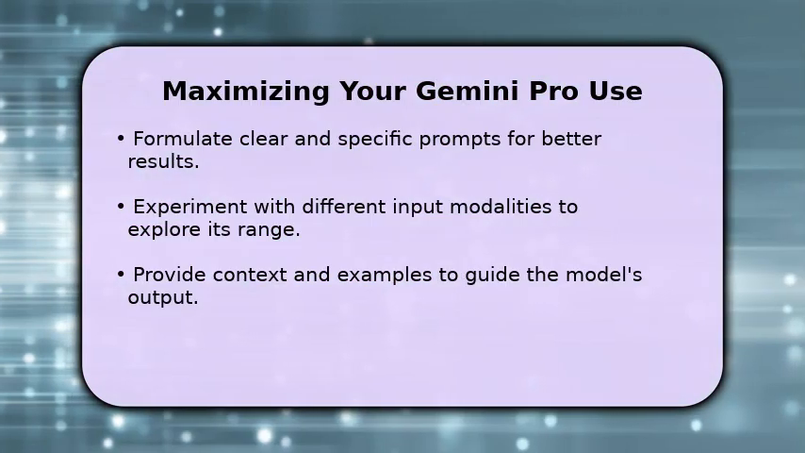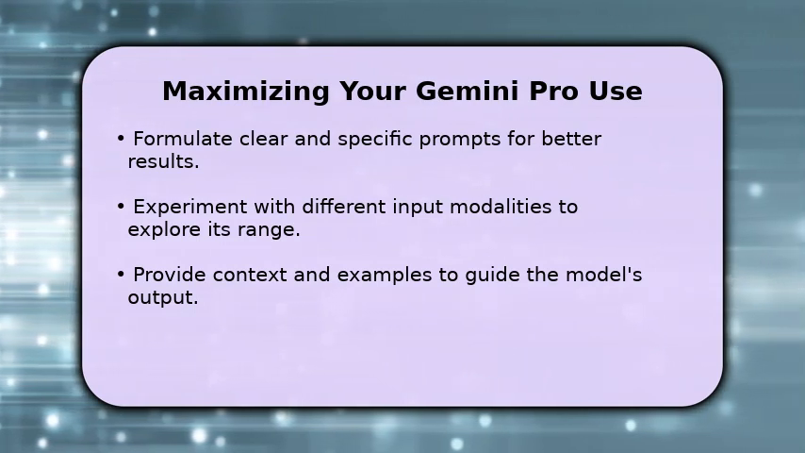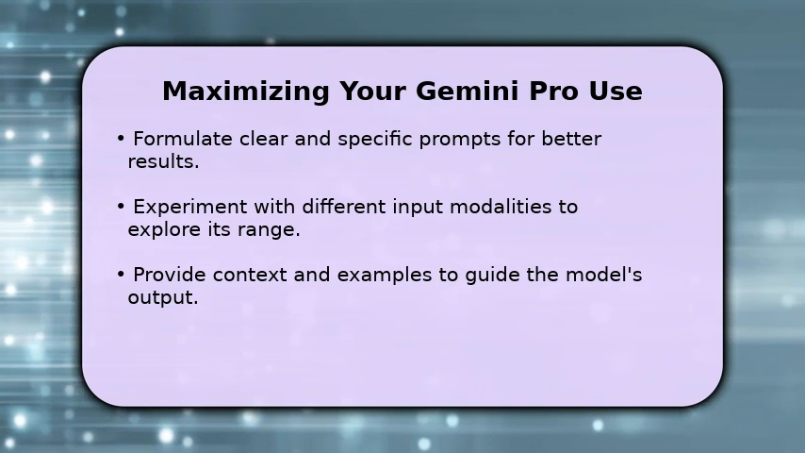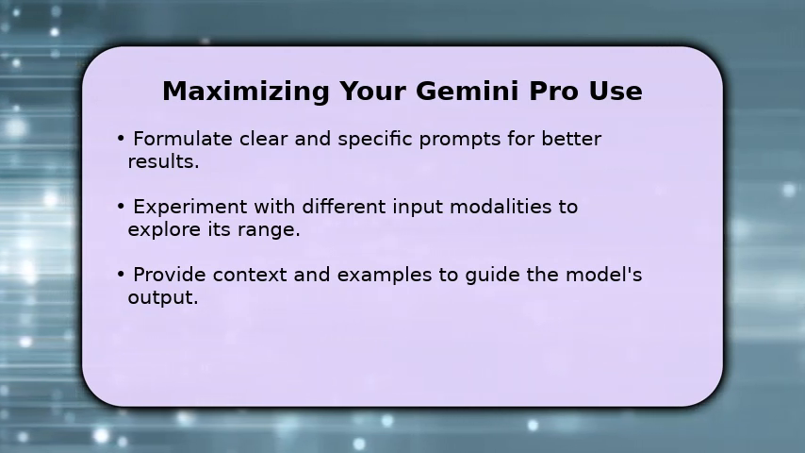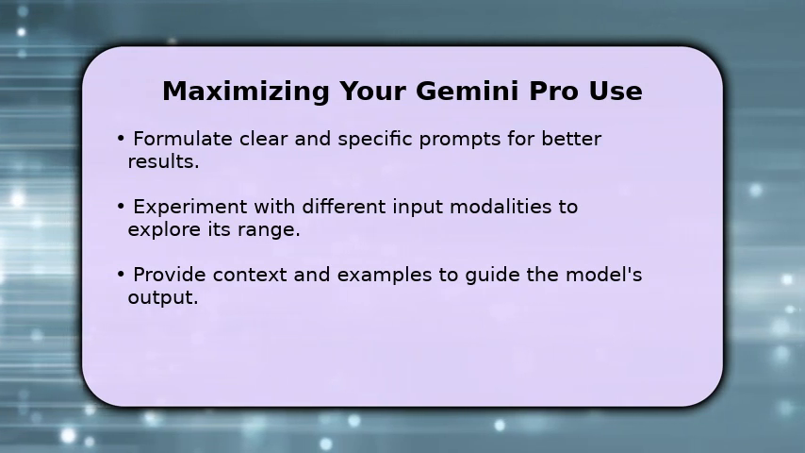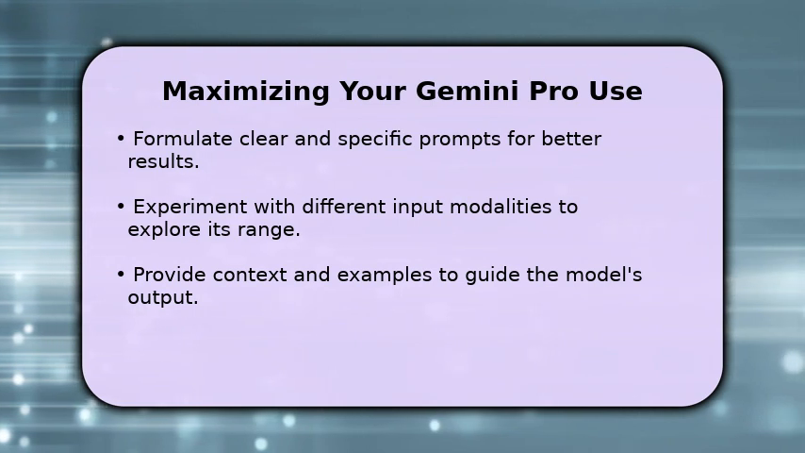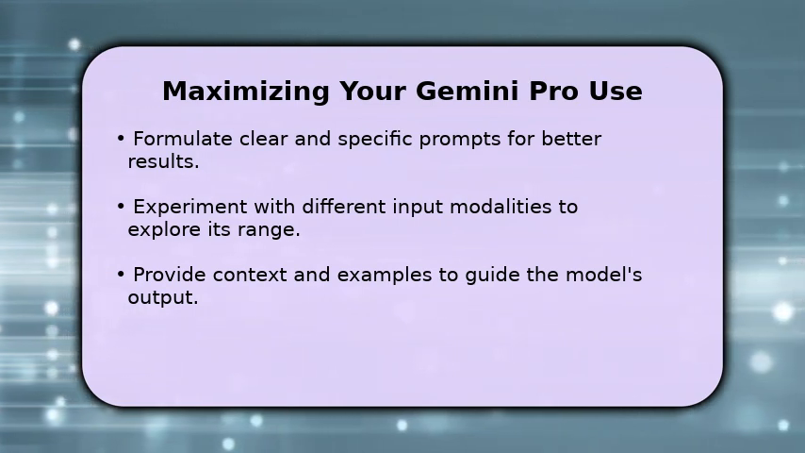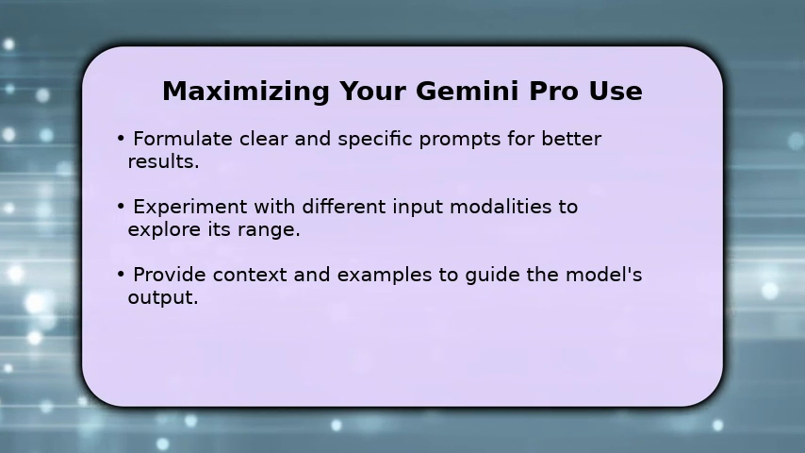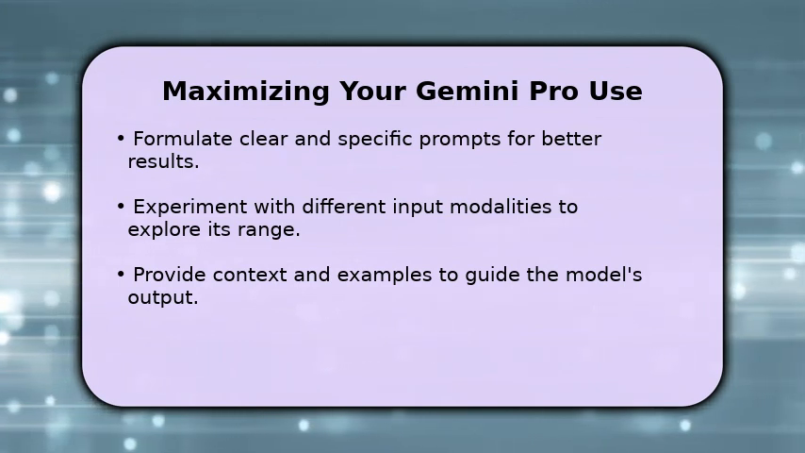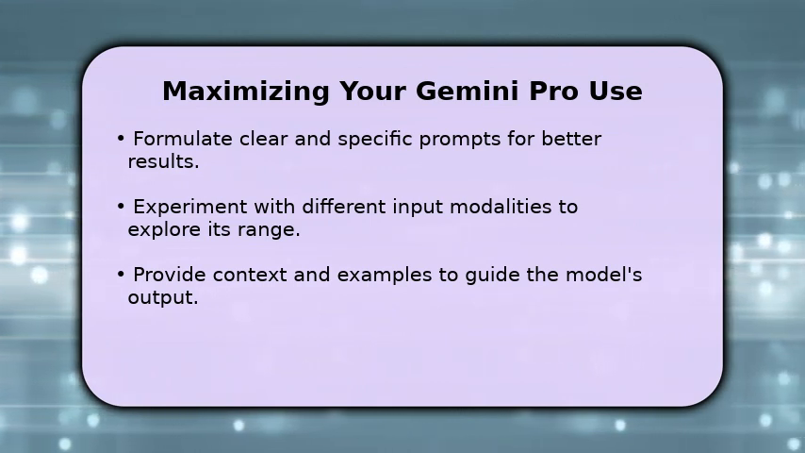To get the most out of Gemini Pro, always aim for clear and specific prompts. The more detail you provide, the better the model can understand your intent. Don't hesitate to experiment with its multimodal features. Try combining text with images for richer interactions. Providing examples or additional context can also significantly improve the quality of its responses. Remember, refining your prompts through iteration is key to unlocking its full potential and achieving your desired outcomes.